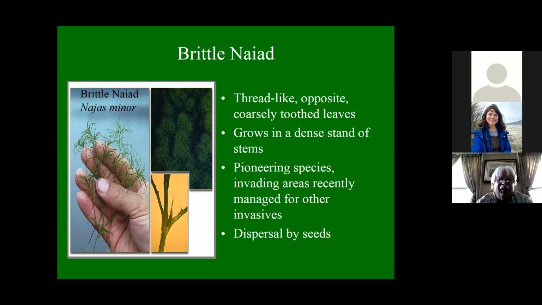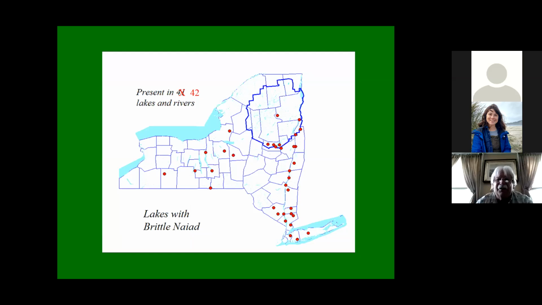Here's, to give you an idea of where Brittle Naiad is. Again, Hudson Valley, up into the Adirondacks, a few spots within the Adirondack Park itself. And almost all of these infestations in our region are fairly new, within the last 10 years. We're also seeing it expand quite extensively over in Vermont. And since it's sort of on the Champlain flyway for waterfowl, we think that they may be a major vector for moving it around.